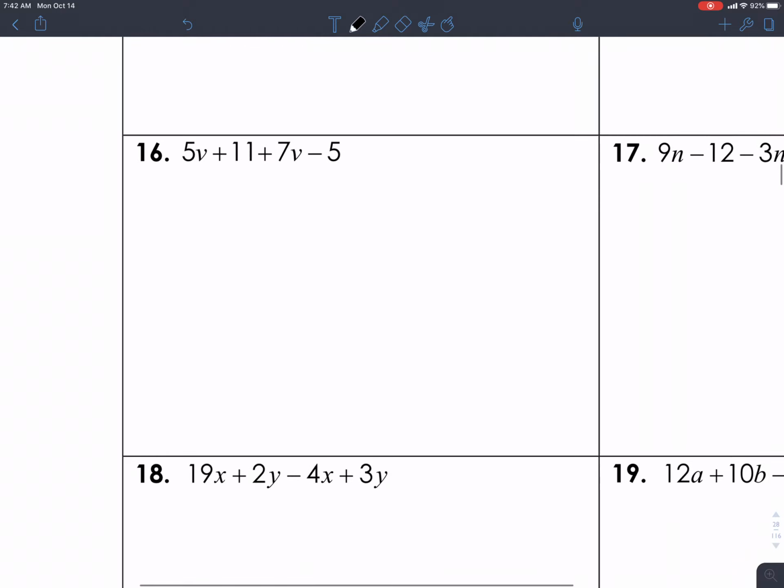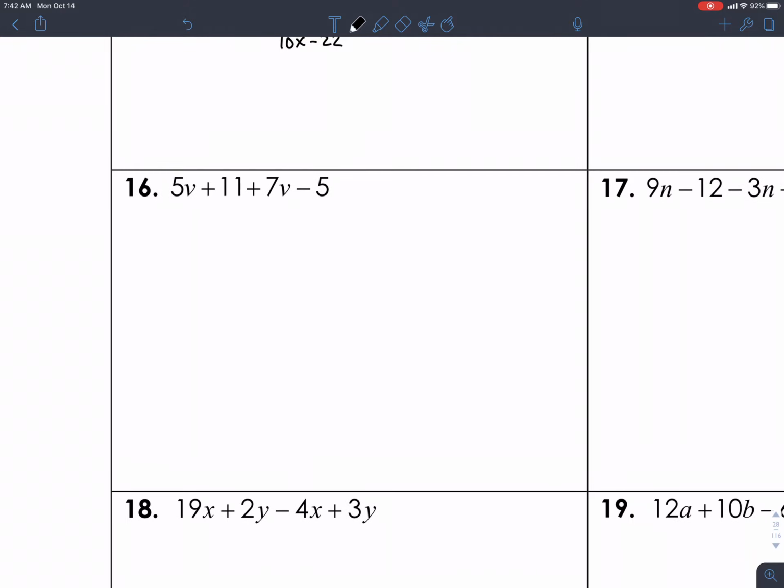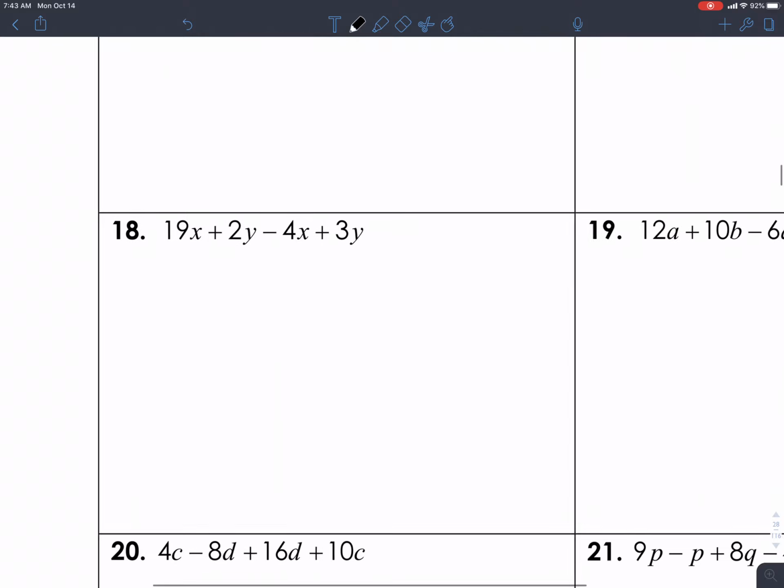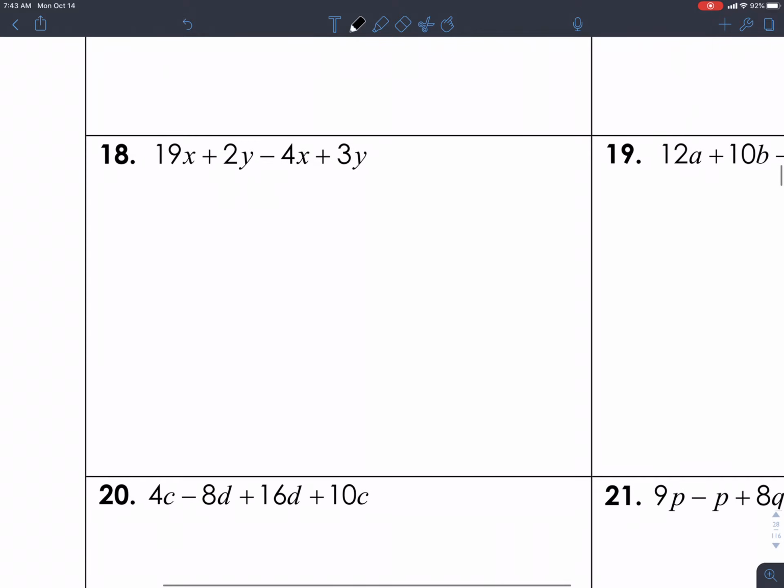Let's look at one more here. Let's skip to 18, because hopefully you can do 16. Let's look at 18. This one might be a little confusing, but let's rewrite it, and let's put our same type of variables together. And let's put a positive out there. So we have a positive 19x. Underline our terms with the sign in front of it.